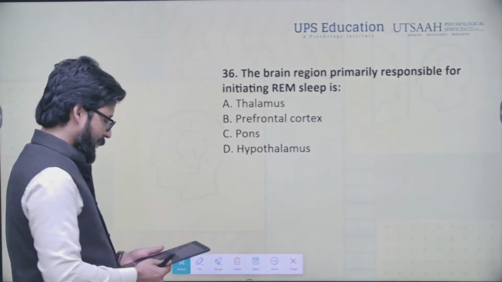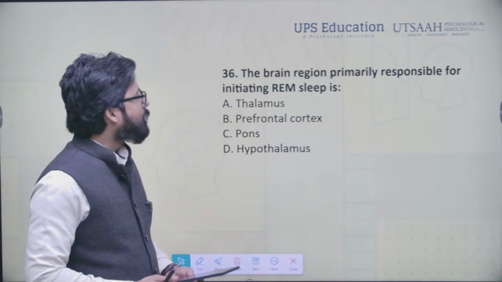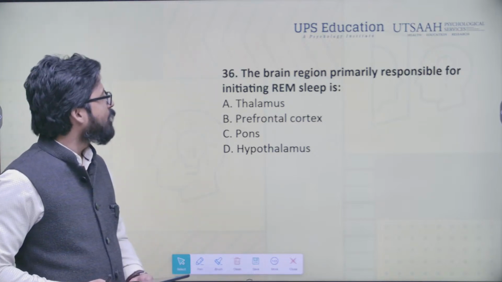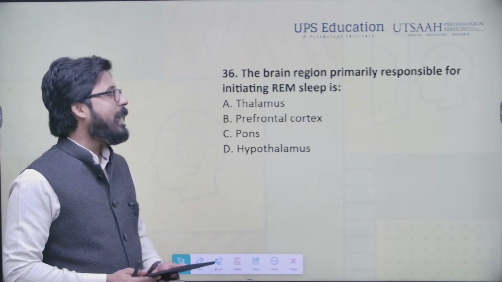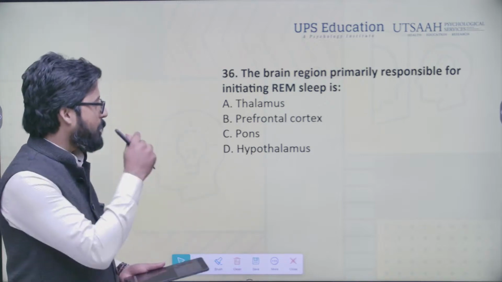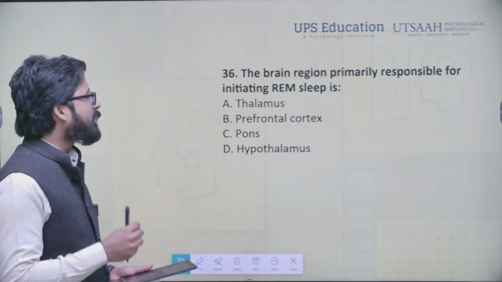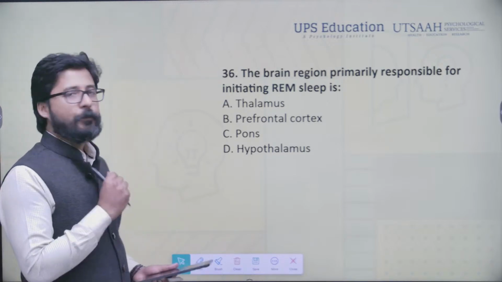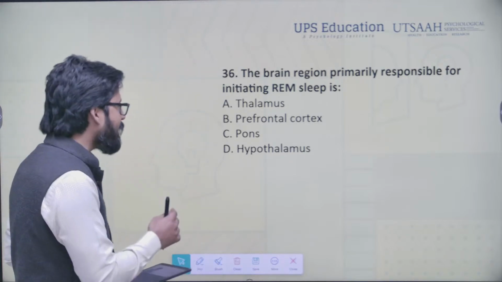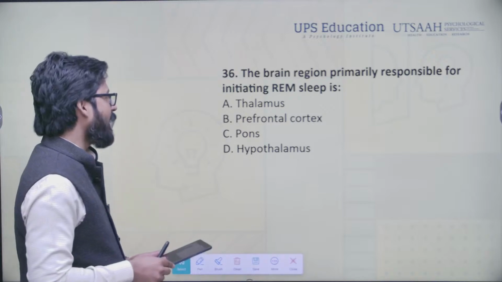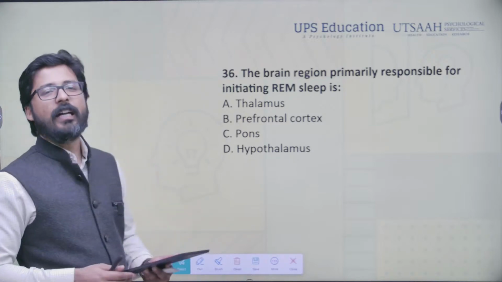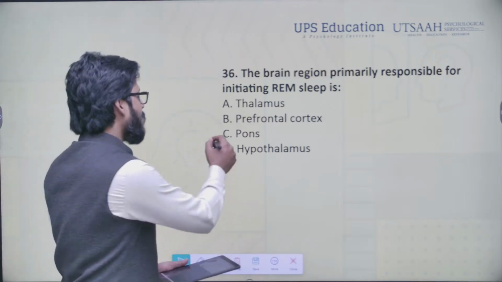Question number 36. The brain region primarily responsible for initiating REM sleep is: thalamus, prefrontal cortex, pons, or hypothalamus. If you know the answer, you can mention it in the comment box, in the chat box. The correct answer will be C.